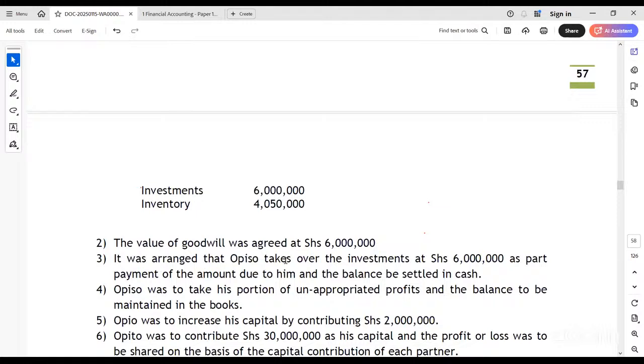It was arranged that Opiso takes over the investments at shilling 6 million as part of the payment of the amount due to him, and the balance be settled in cash.